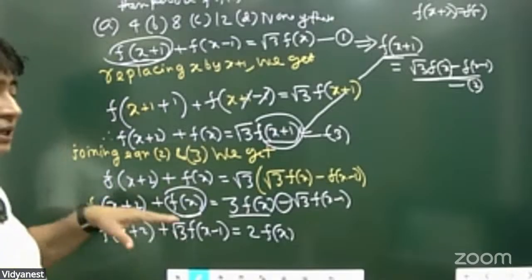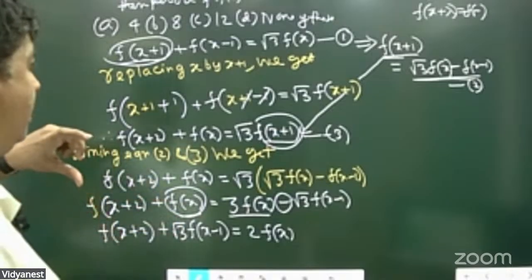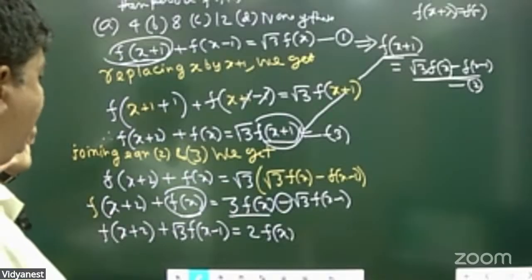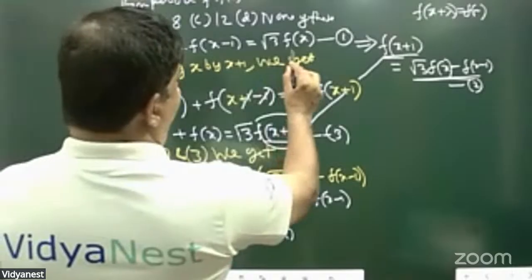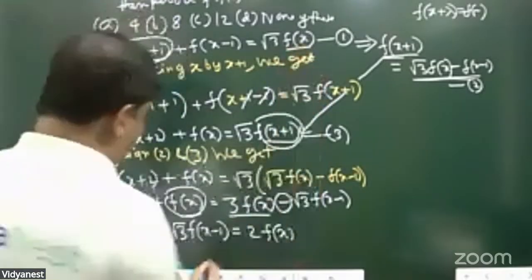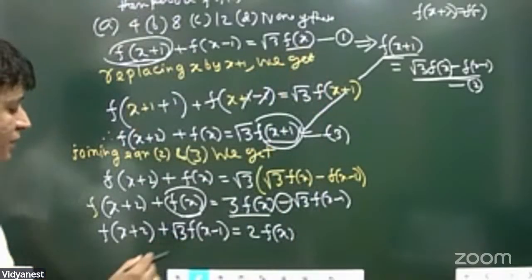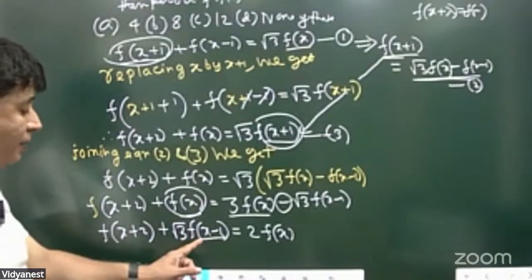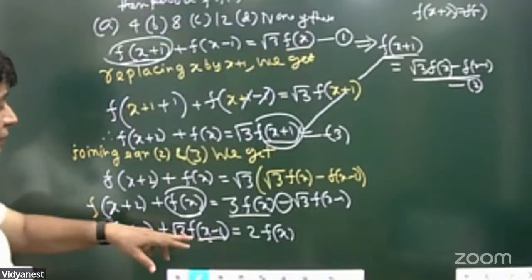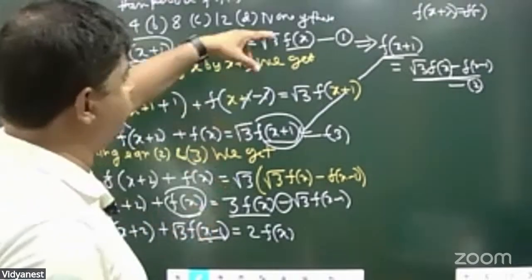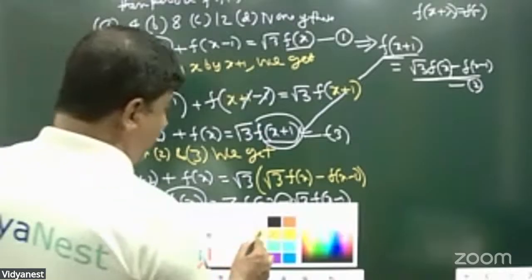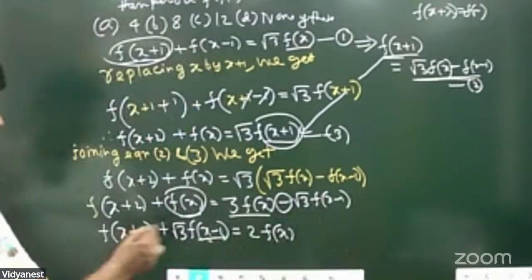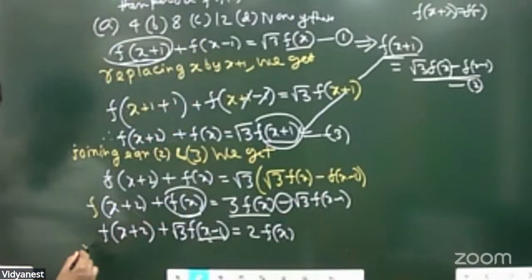Now, after reaching this stage, we can get a connection. Why? Because in equation 1, on the right hand side we have root 3 f(x), and here we have root 3 f(x) minus 1. Had it been root 3 f(x), then we would have connected this equation to that equation. So again, now we know the mechanism of how to change the variable.